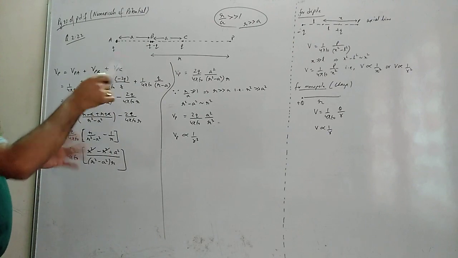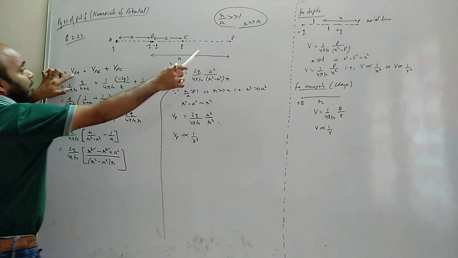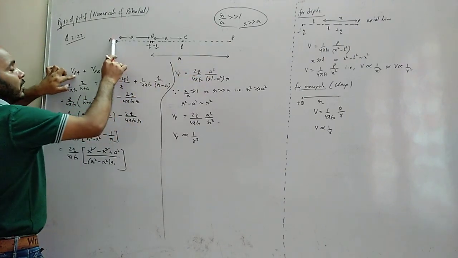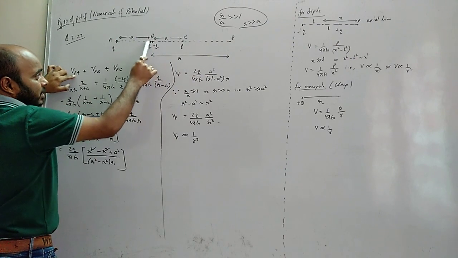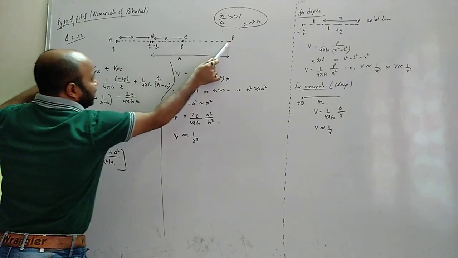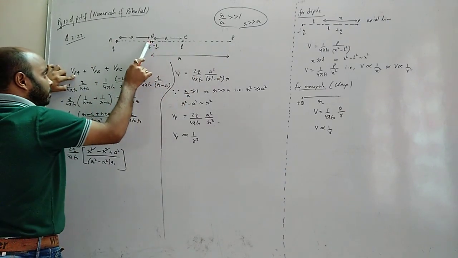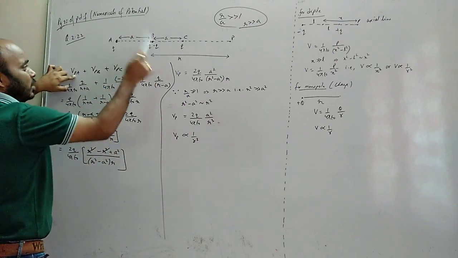Okay, so we find the potentials one by one. Potential at P will be equal to potential at P due to A, plus potential at P due to B. These two are the same, consider them the same charges because distances are almost the same. The distance from minus Q to P is also R, and from plus Q to P is also R, so the distance is the same, R. So I'm considering this as one charge.